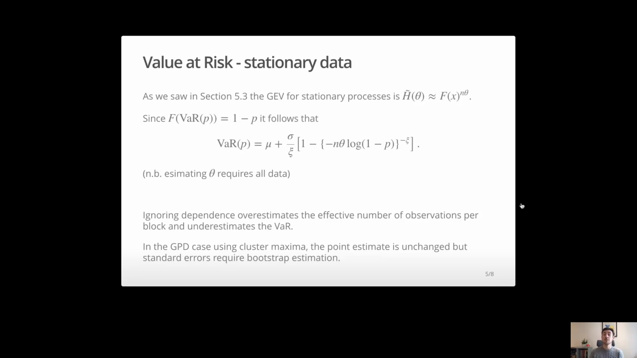If we're looking at a stationary data case but using a GPD, we can use runs declustering in that setting and estimate the GPD parameters based on the cluster maxima. We can then plug in our estimates based on the cluster maxima to our previous expression for the value at risk, and that's still going to be perfectly valid. But in order to calculate standard errors for either the GEV or the GPD case, we're going to require block bootstrap estimation of those standard errors. So we're going to have to resample blocks of exceedances. Sorry, clusters of exceedances.